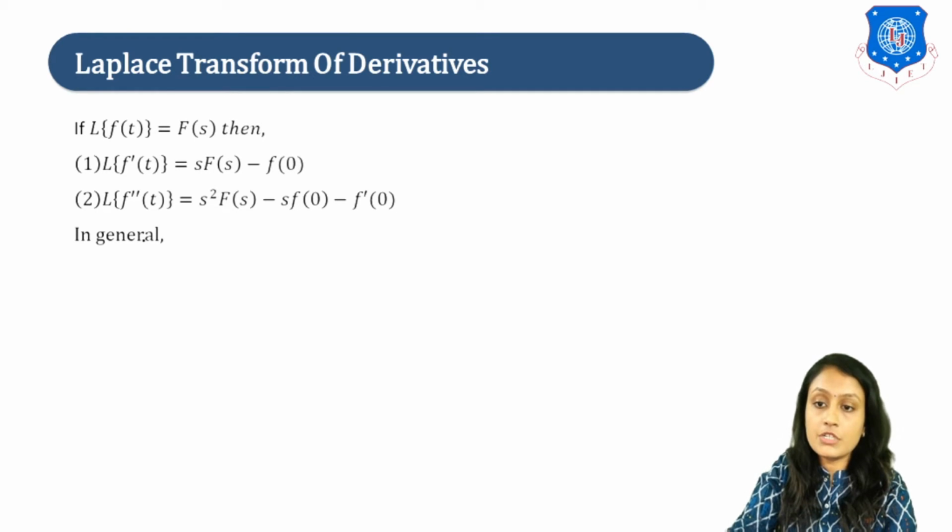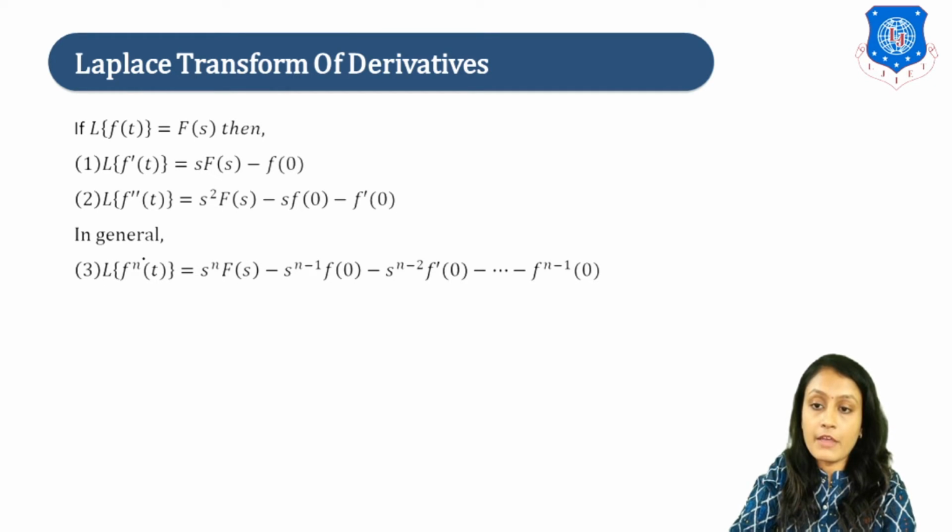Okay, so in general, Laplace transform of f raised to n t is what? s raised to n F(s) minus s raised to n minus 1 f(0) minus s raised to n minus 2 f dash 0 and so on up to f raised to n minus 1 at 0. Okay, so in this general formula you can substitute n and you can write this formula also.